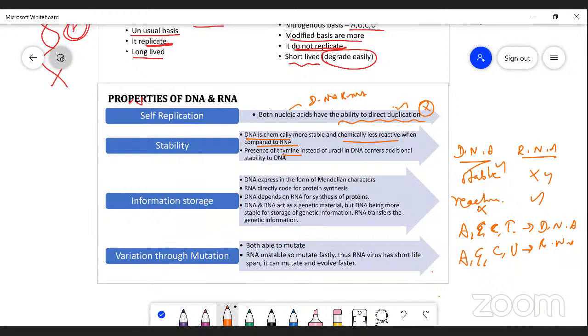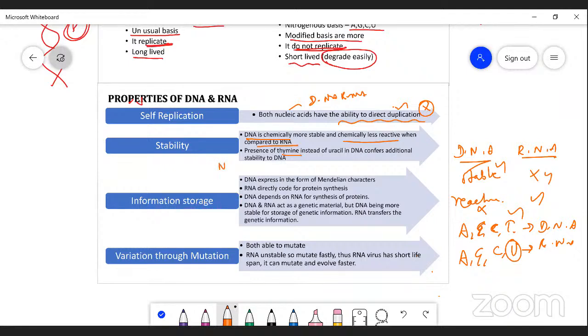What is the reason? Because instead of the uracil, the thymine is present in the DNA. So only the DNA has more stability than the RNA. Very important exam question: why is the DNA more stable than the RNA? Because the thymine nitrogenous base is present in the DNA. The thymine is absent in the RNA, but instead of the thymine, uracil is present, so the RNA is less stable.